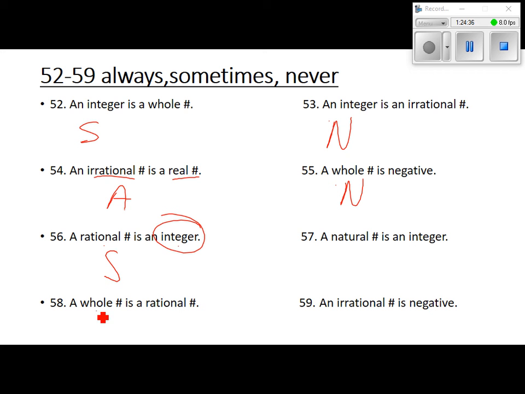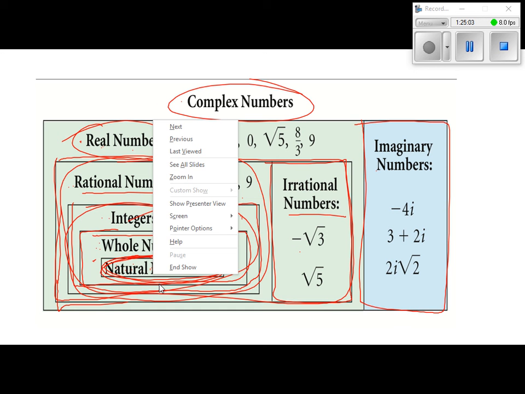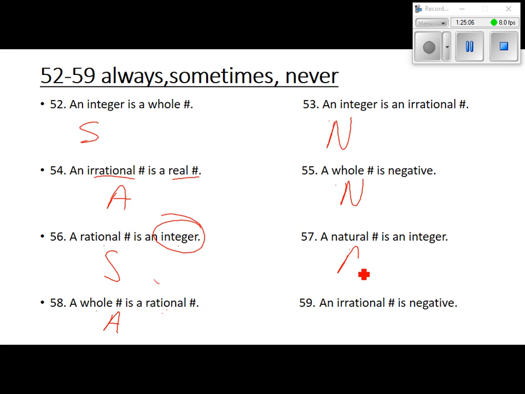A whole number is a rational number. That's always. All whole numbers fall inside the box that's rational numbers. And again, I went the wrong order. A natural number is an integer. So we look at our natural numbers. That's in this little box. Can that natural number be an integer? Yeah, all natural numbers fall inside the box that's integers. So that's always. If it was turned around, can an integer be a natural number? That would have to be sometimes, because some integers are natural numbers, some are not.